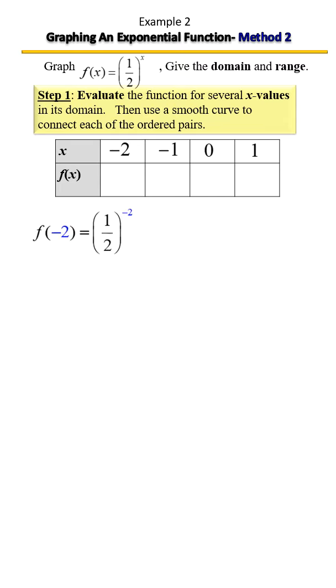When we do so, it looks like so. And recall, when you have a negative exponent, to make it positive, you flip the fraction. So once we flip that, the exponent is now positive, and that's going to give us 4 because 2 squared equals 4. Next, we're going to plug in a -1.